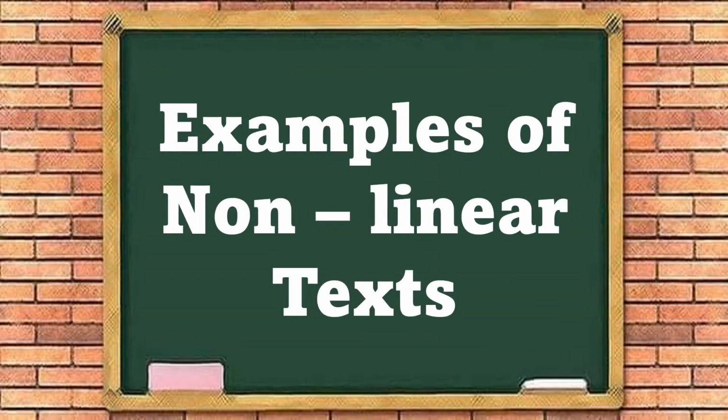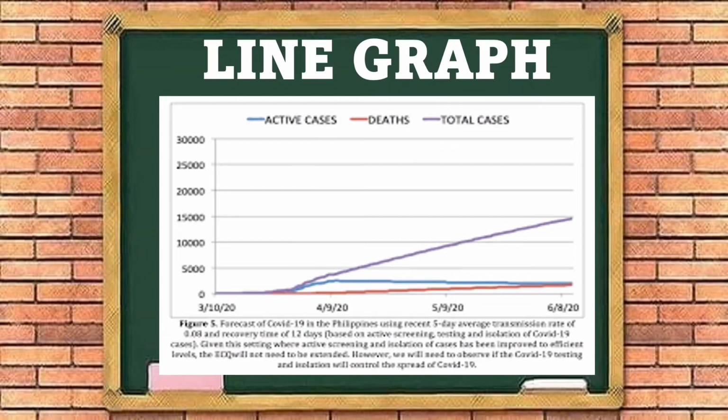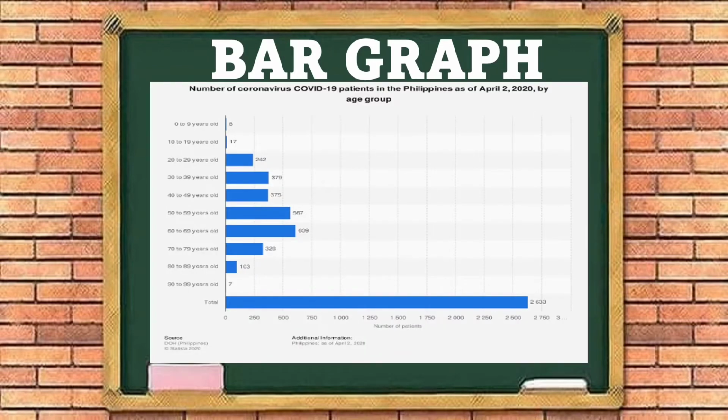Today, we are going to discuss 5 examples of nonlinear text. Line graph is a graphical display of information that uses lines to represent data that changes continuously over time. A bar graph is a graphical representation of data that uses bars to compare data according to given categories. Such bars may run vertically or horizontally.